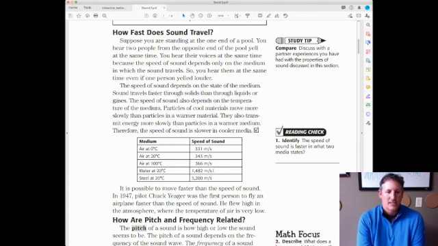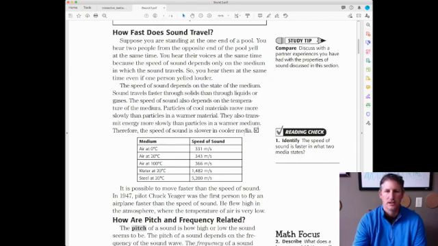It is possible to move faster than the speed of sound. In 1947, pilot Chuck Yeager was the first person to fly an airplane faster than the speed of sound. He flew high in the atmosphere where the temperature of the air was very low. So if you see that, the higher you get, the slower the speed of sound is.